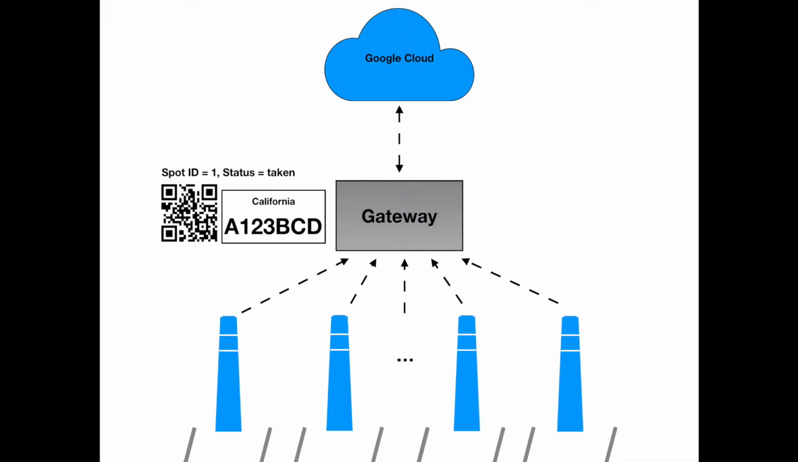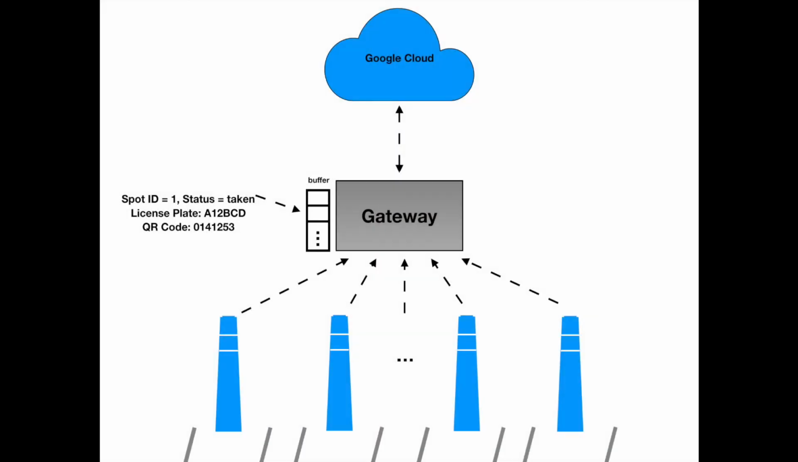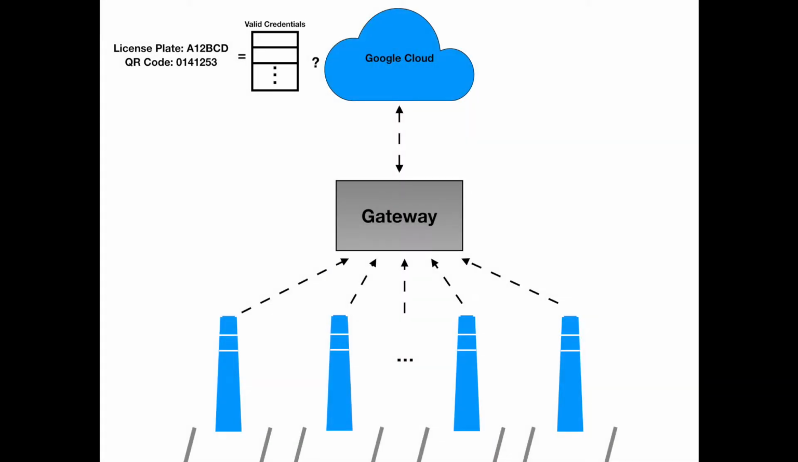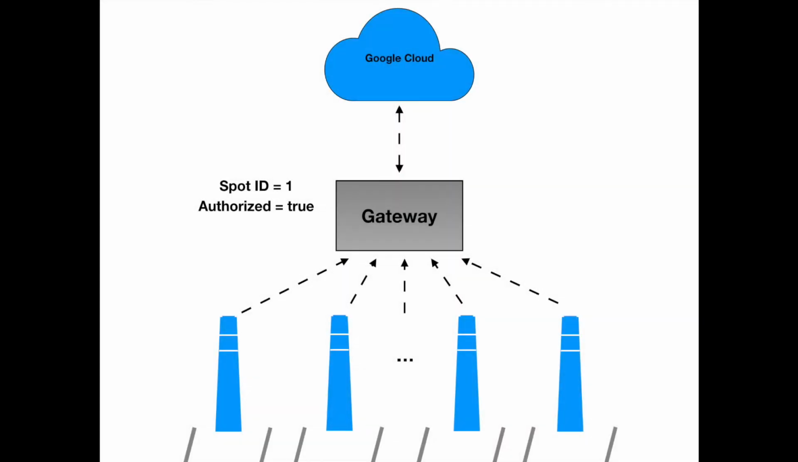Once the photo is received by the gateway, using computer vision, it scans the photo looking for a license plate number and a QR permit, and buffers those credentials before sending it off to the database. The database then checks the credentials corresponding to the unique QR permit and license plate number to see if they are authorized to park in the spot, and returns an authorized or denial signal to the gateway, which is then forwarded to the corresponding sensor tower.